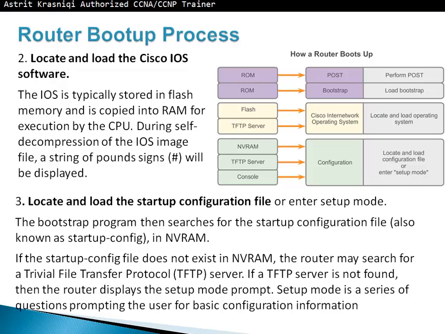If it's not found in the flash, the router will look at the TFTP server. You can store the IOS on a TFTP server as well. And then the third step is to locate and load the startup configuration file or enter setup mode. The bootstrap program searches for the startup configuration file, also known as startup-config, in NVRAM. If it hasn't found anything there, it will go to the TFTP server and try to load it from there. If the startup configuration is not on the TFTP server either, you will see a message: Do you want to enter the setup mode to start configuring?